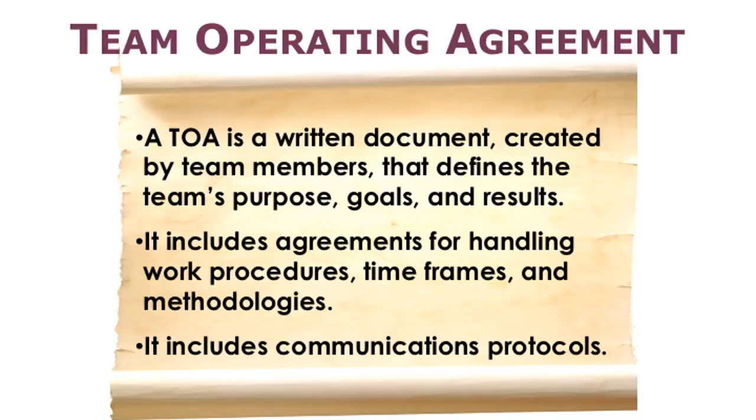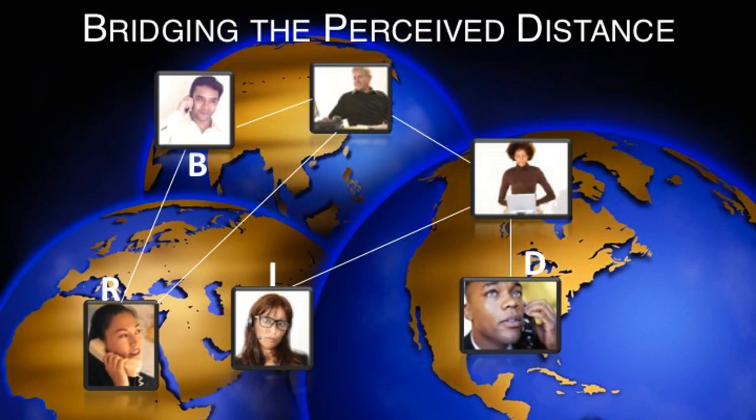It's been quoted that about 70% of remote working relationships fail due to a lack of communications and unclear roles and expectations. A team operating agreement is a tool to establish clear communication protocols and work goals. Now, our fourth strategy is to develop yourself.